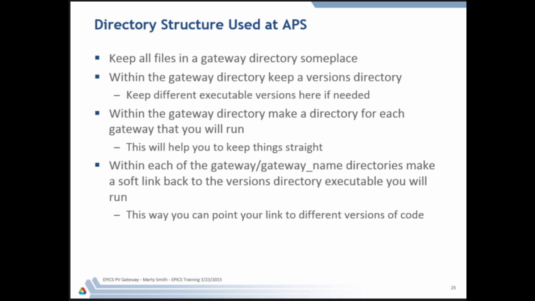So within each of my gateway name directories, I make a soft link back to my versions directory to the executable code. This way I can just change my soft link, so if I get a problem with one version of the gateway, I can update that and just point it to a new version and just rerun my startup script.